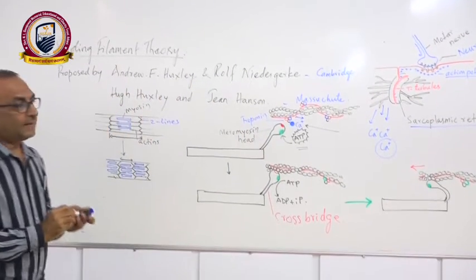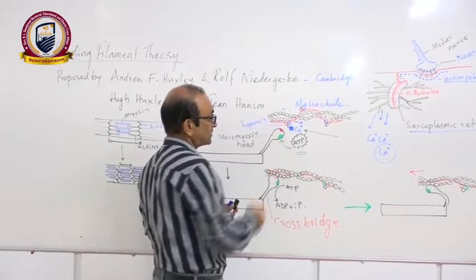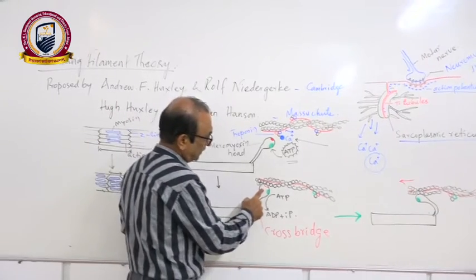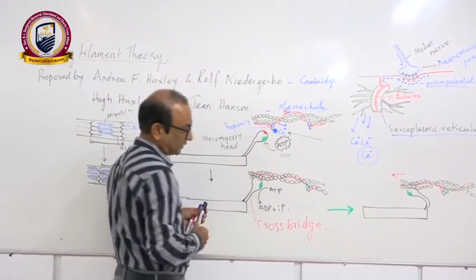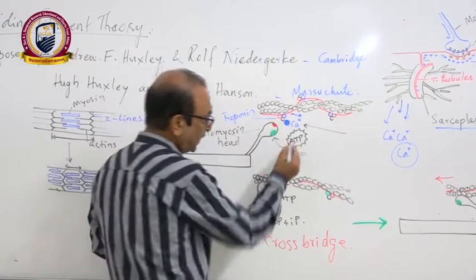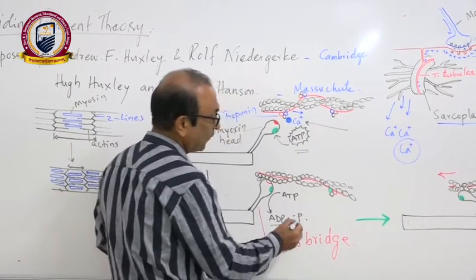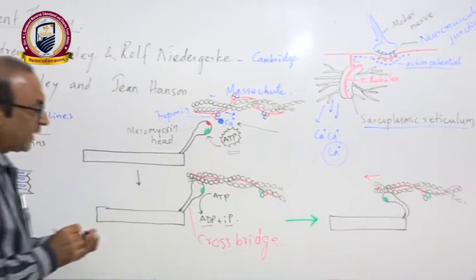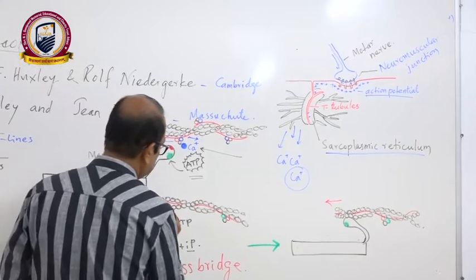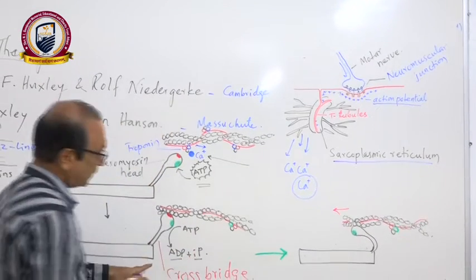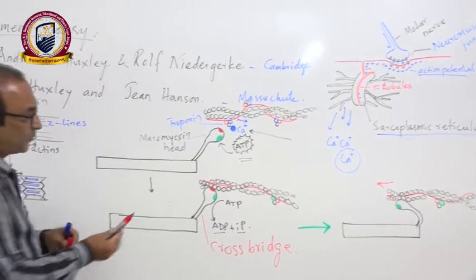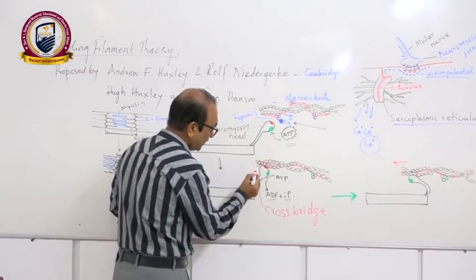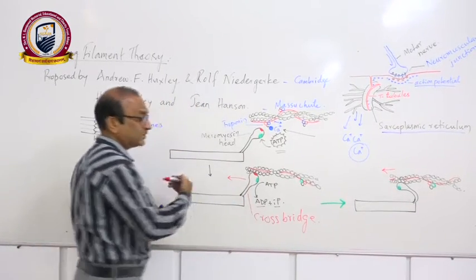Okay, and then what happens is this myosin molecule, which has got the ATPase inside, will break up the ATP into ADP, adenosine diphosphate, and the inorganic phosphate, and energy is released. That energy is used up by the myosin head that first makes contact with the actin filament, and using this energy it will move inward or bend.